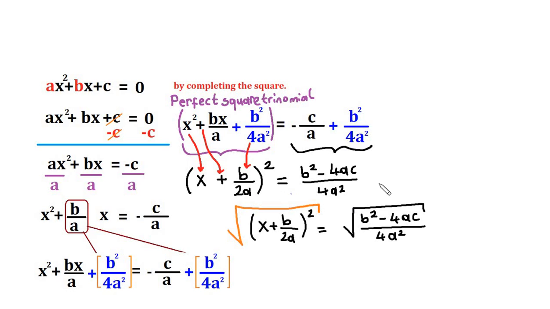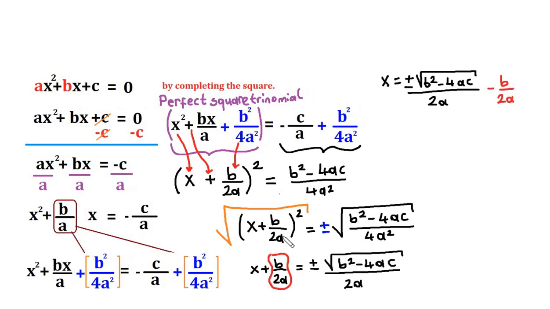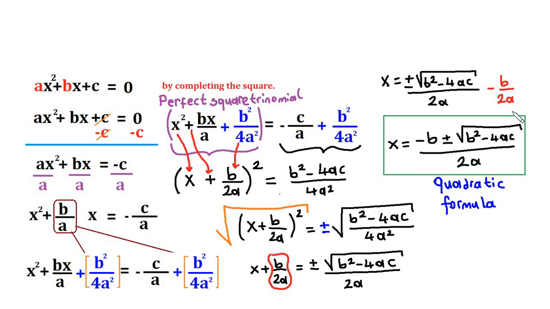Now we can take the square root on both sides, and when you take the square root don't forget the plus or minus sign. On the left hand side we have x plus b over 2a, and on the right hand side we have square root of b squared minus 4ac, and we can take 4a squared outside of the square root sign. Now we can subtract b over 2a on both sides, and if you change the order, use this fraction first and that fraction second, you obtain the quadratic formula.